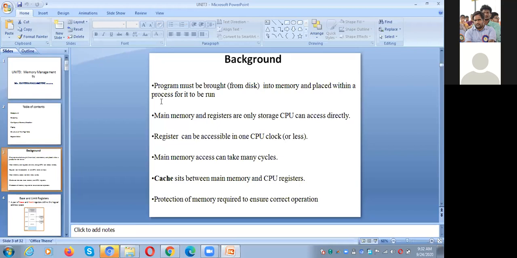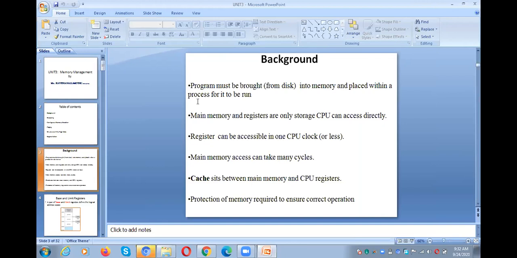So what you need to understand from this slide is, initially the program resides in the secondary memory. So whenever you want to execute the program, it needs to be loaded from secondary memory, the disk, to main memory in order to run the process. That is the first point.